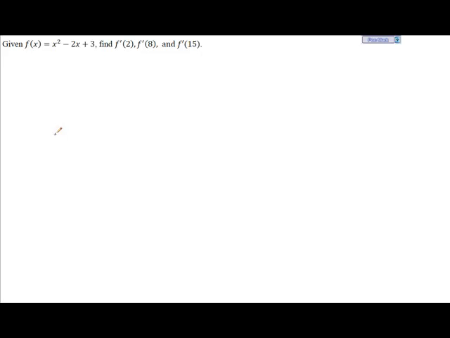Here we're asked to find the instantaneous rate of change along different points, x equals 2, x equals 8, and x equals 15. Of course, the easier route to go, rather than to have to calculate the definition of the derivative 3 separate times, we're going to do it once and then just go ahead and plug in our 2, 8, and 15. So what we would like to do is find the slope function.